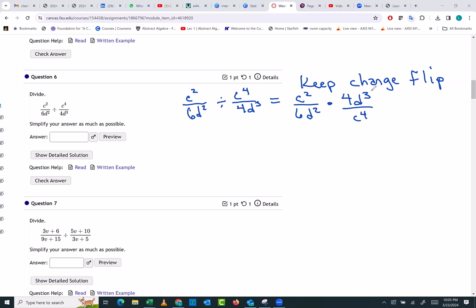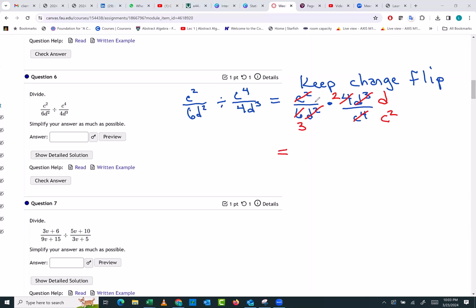And now I start canceling. I'm going to do this one like this. I have d to the 3rd divided by d squared. That gives me 1 extra d in the numerator. I have c squared and c to the 4th. That leaves me 2 c's in the denominator. I can divide 4 by 2. And I can divide 6 by 2, which gives me 3.